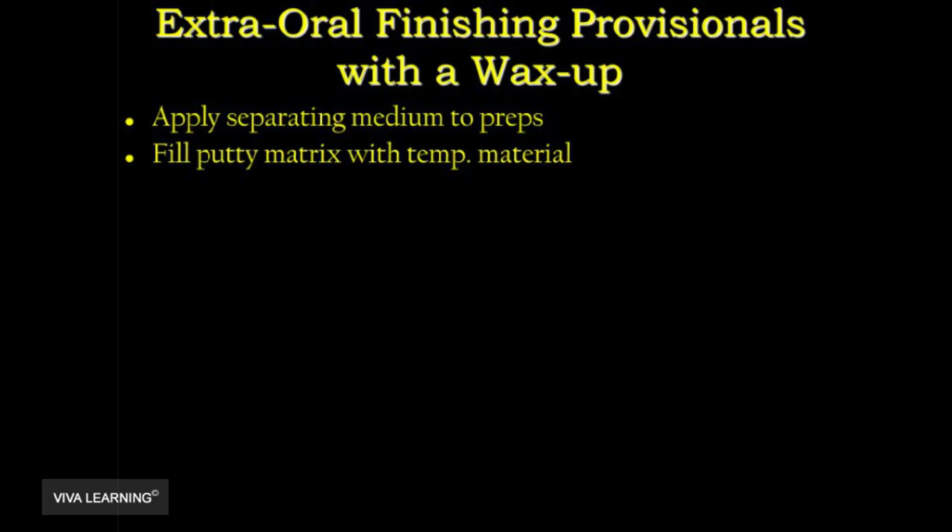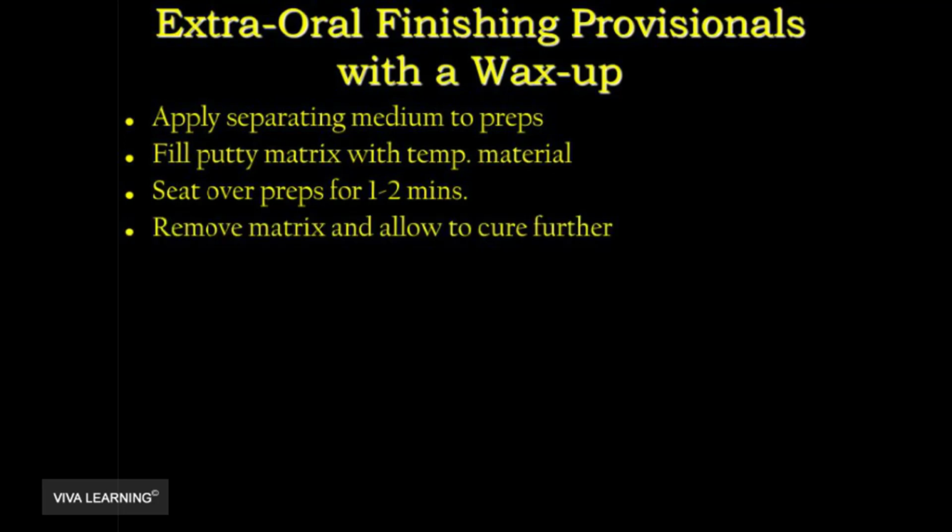Then we're going to take the putty matrix just like we did before. We're going to put our temporary material in there. We're going to seat it over the preps for about 1 to 2 minutes, and then once we feel that it's set, we'll go ahead and remove that matrix. And before you remove the temporaries from the matrix, go ahead and let them sit. We call that bench curing, for about another minute or two. They can be a little bit fragile and easy to distort if you take them out too quickly.